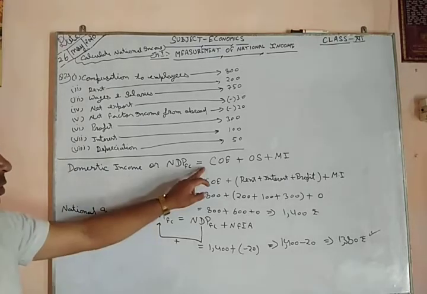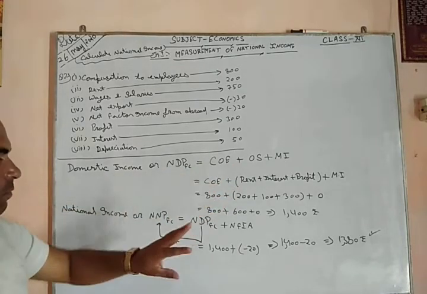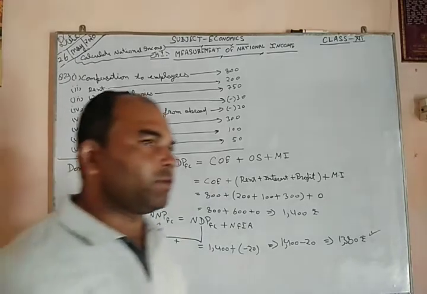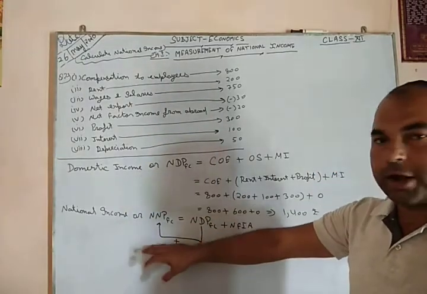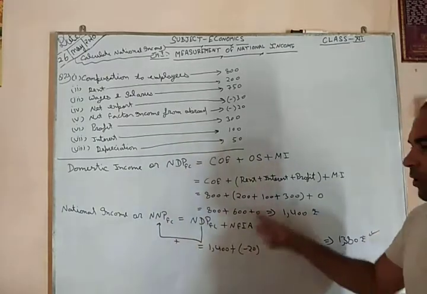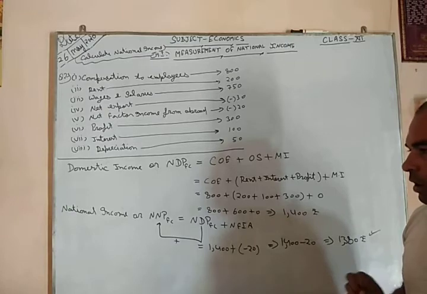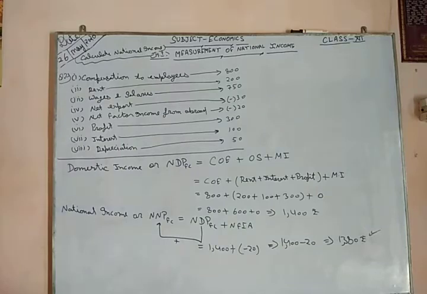It is very simple. COE plus OS plus mixed income. And by the help of these data, we can calculate domestic income. And by the domestic income, we can easily calculate national income. Difference between domestic and national, only NFIA. If we add NFIA in domestic income, then we can easily calculate national income. So I hope it is clear to students, and it is a second example. I have one more.